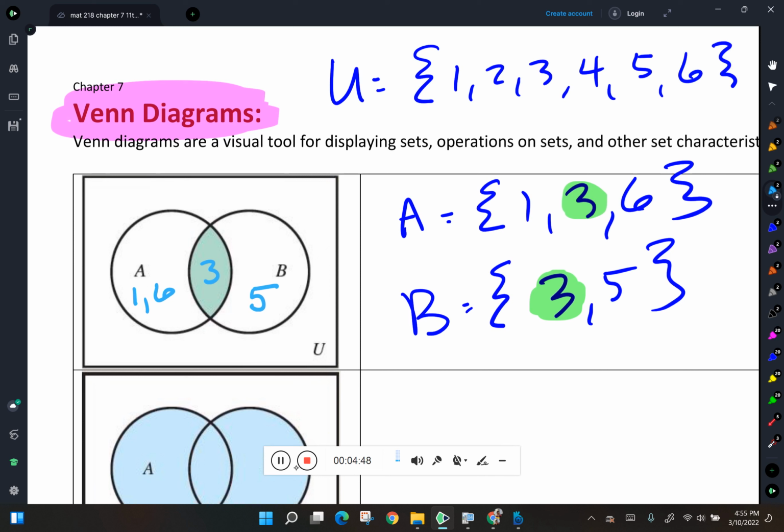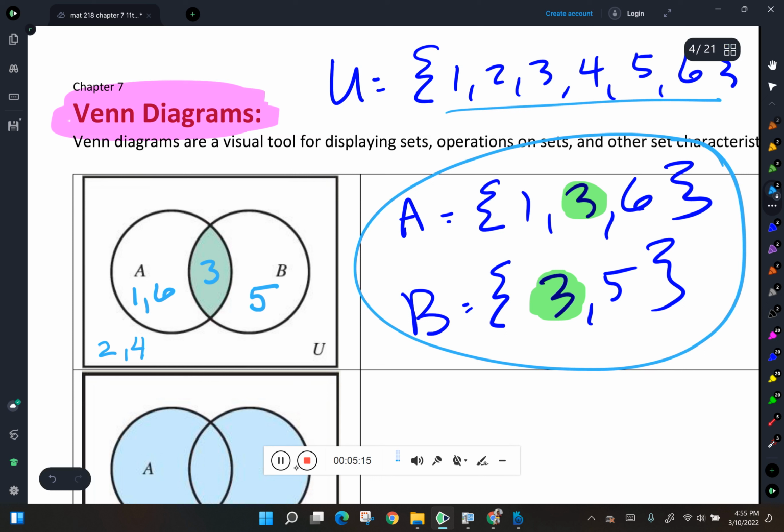And then what about the rest of the elements? Like, where does 2 go? Well, 2's out here somewhere. So is 4, because they are elements that are inside of the universe, but not inside of set A, nor inside of set B. And so what I've done here is I've just taken my universe, found homes for all of the elements 1, 2, 3, 4, 5, and 6, and placed them according to how those sets A and B were defined.